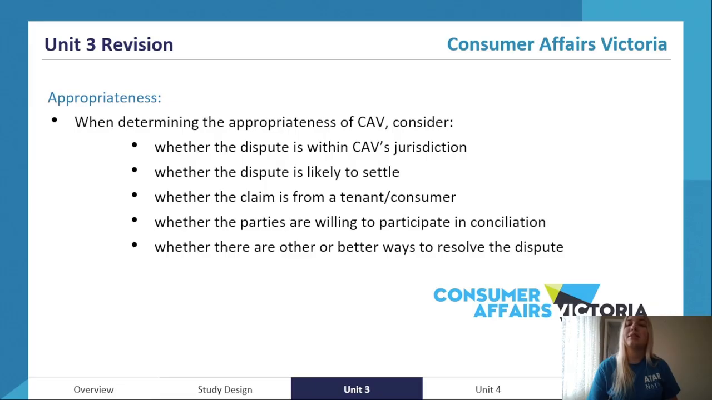Whether the dispute is likely to settle. Conciliation is all based around parties coming to a voluntary agreement together. So if one of the parties is not willing to negotiate or even show up and participate in conciliation, the dispute will likely not settle, and there is no point seeking CAV's help, and this claim should go to courts or VCAT. And whether there are better ways, of course, to resolve the dispute.